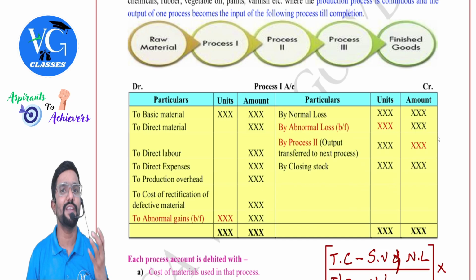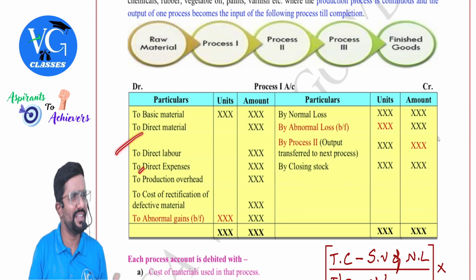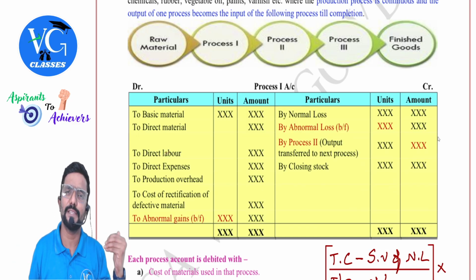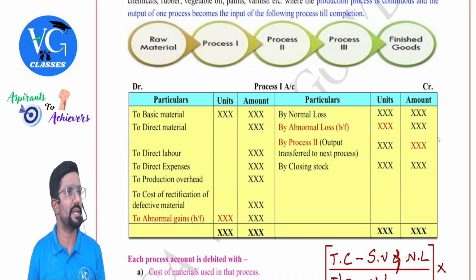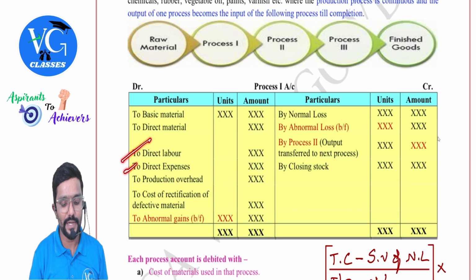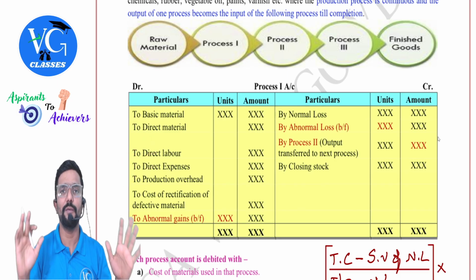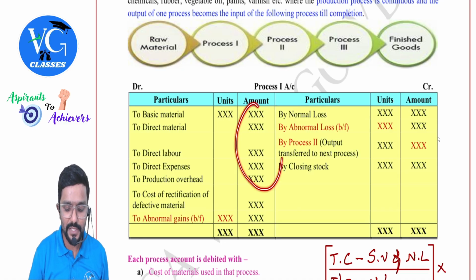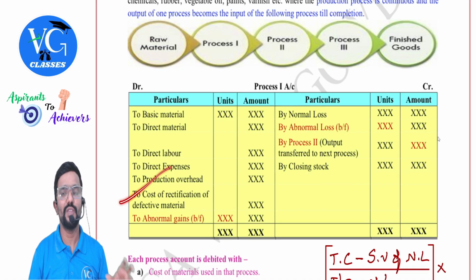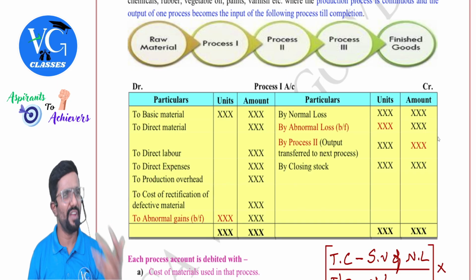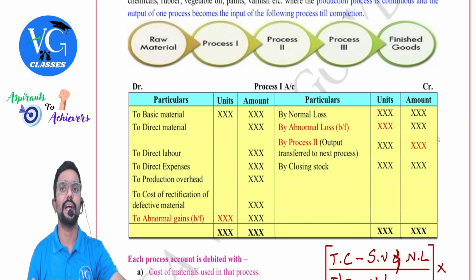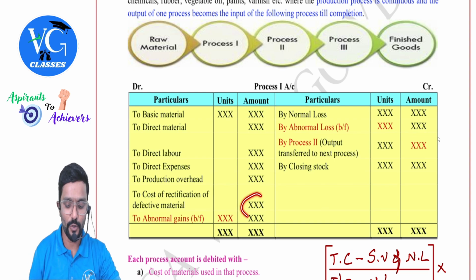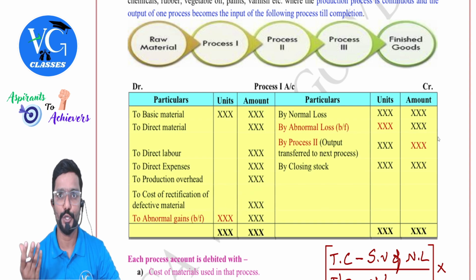Sir, what if they have given indirect material, indirect labor and all? Everything you will record on the debit side only. Any expenses of the process, please record on the debit side. So you can see labor, direct expenses, production overhead or any overhead, you will take it here. Okay, sir. Then all the expenses are recorded. Then if by chance there is any defective or waste, and for rectifying that I have incurred some cost, debit that, if at all it is given in the question.